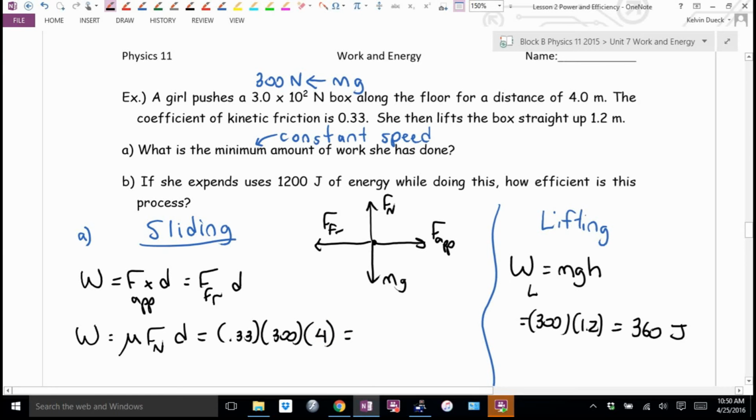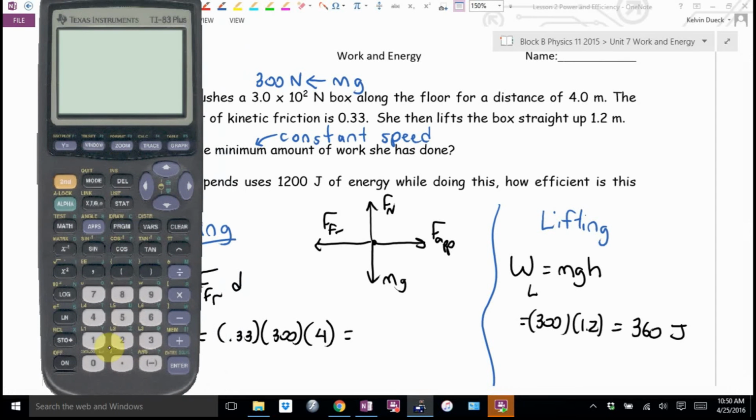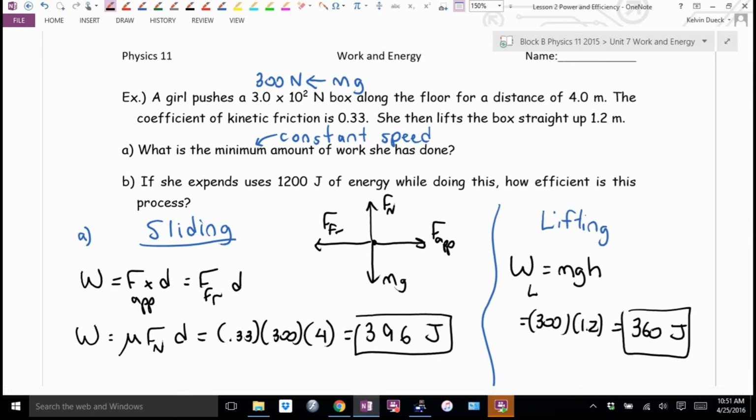How many joules of work does she do sliding it across the floor? Should be close to 400, 396. That's how much to slide it. That's how much to lift it up. How much work did she do in total?